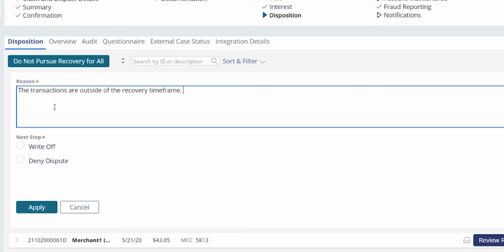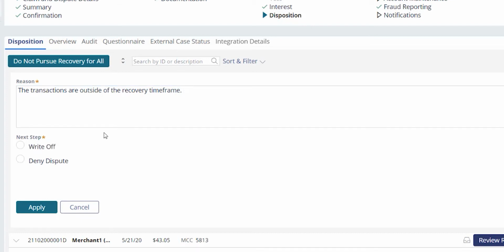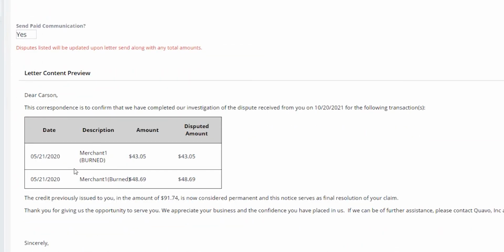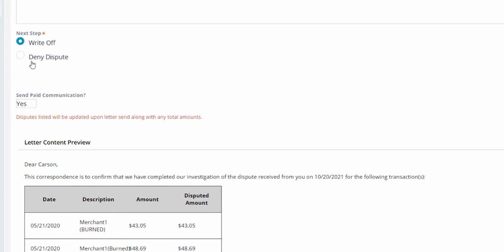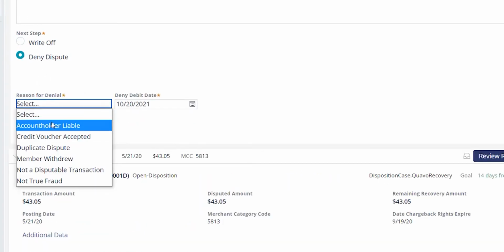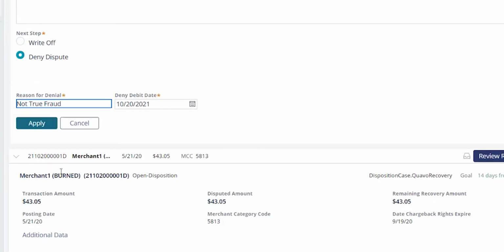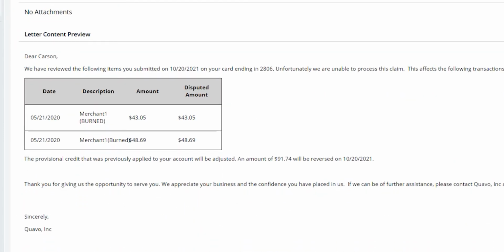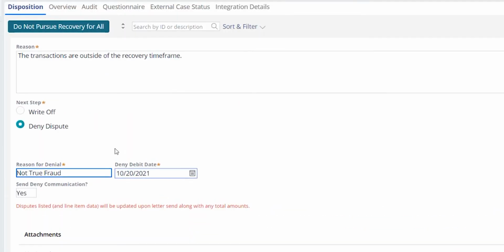And then it will ask us what action we would like to take with these transactions. Are we going to pay them and write them off? Or are we going to deny them? Depending on the option we select, QFD will preload the appropriate correspondence to send to the cardholder based on our decision. QFD comes fully equipped with a complete letter package to ensure clients are staying compliant with regulatory requirements around communication.